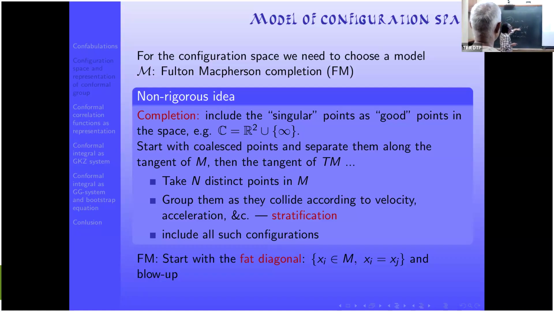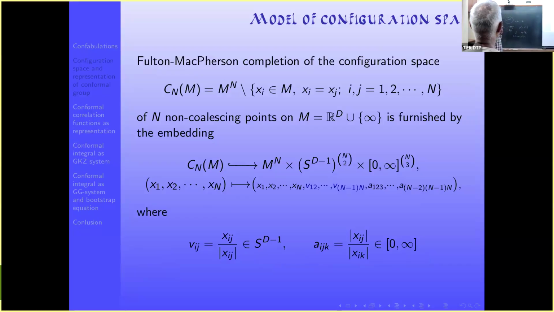And once you have classified them, you bring in the singular points, and that grouping is called a stratification in their language. Fulton-MacPherson proves, and the mathematical statement is this: you start with the diagonal where two of the mark points coincide, and blow them up. That's all, and that takes care of all of these singularities.